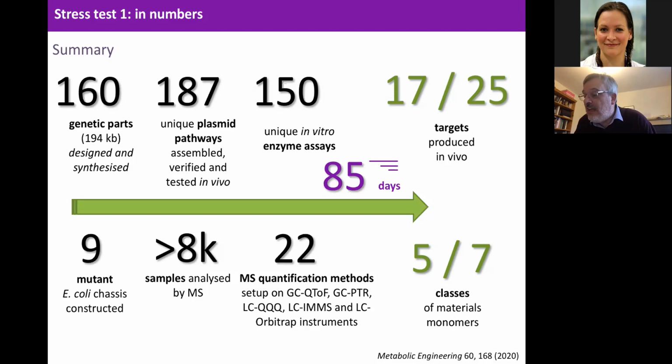And we developed 22 new MS quantification methods. The outcome is that from a standing start, we created prototype strains for 17 out of the original 25 monomers of interest. And we were able to access biologically 5 out of 7 classes of identified monomer types. So overall, we estimate that the personnel and consumable costs amounted to around £15,000 per successful target, corresponding to 360 personnel hours per compound.